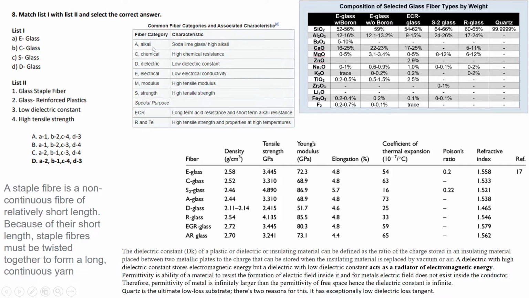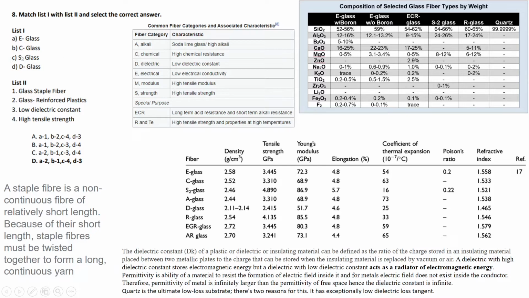For example, A glass fiber means which have high tolerance to soda or lime, that is, they are high alkali tolerant. Then C glass have high chemical resistance. D glass have low dielectric constant. E glass have low electrical conductivity. M has high tensile modulus, while S has high tensile strength. So out of this, S and D are directly there in this list. As we can see, S will have high tensile strength. Thus, C would be related to 4. Then D will have low dielectric constant, and therefore it would be related to 3.